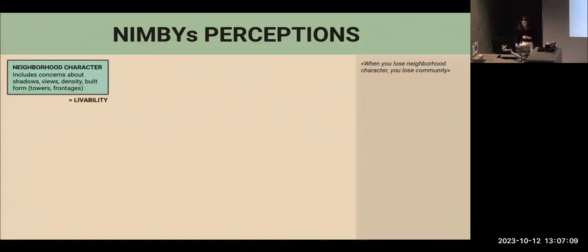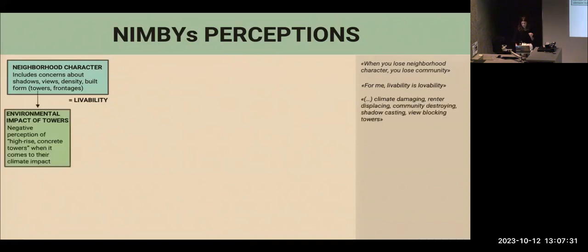Starting with the NIMBYs, neighborhood character was definitely prevalent in their discourses. These included concerns about shadows, setbacks, density, and in general, the built form. Towers were especially disliked. Neighborhood character was also often associated with livability. The vast majority of discourses surrounding sustainability were around towers, which were perceived as highly polluting due to the use of concrete and their energy requirements.